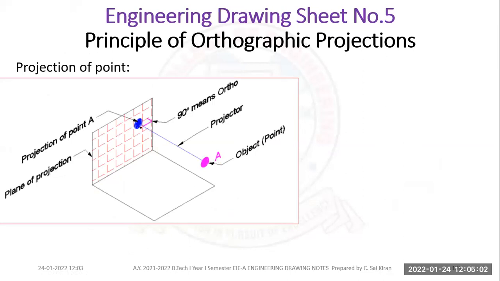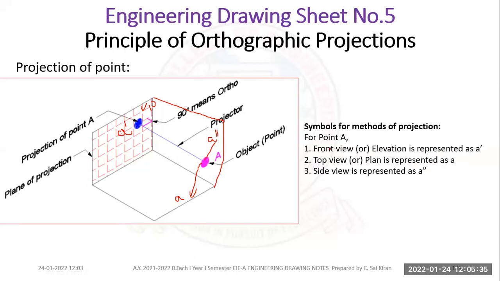And this is my point A. If I project my point A onto the vertical plane, it is projected as small letter a dash. In the front view, or vertical plane, it will project as a dash. In the top view, it will project as small letter a. And similarly in the side view, it is projected as a double dash. This thing you have to remember. This is a capital letter A. It will be projected in the front view as small a dash, in the top view as small a, and in the side view as small a double dash.